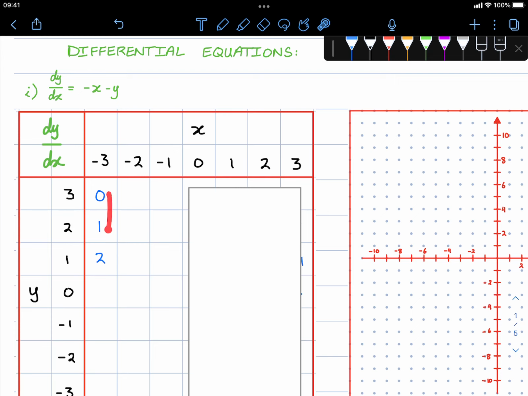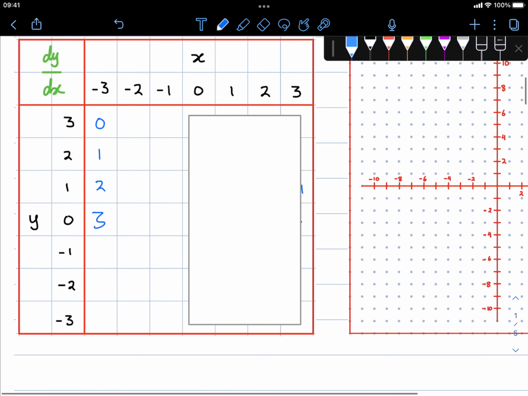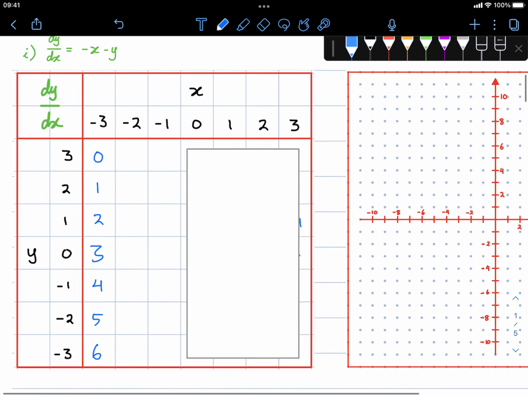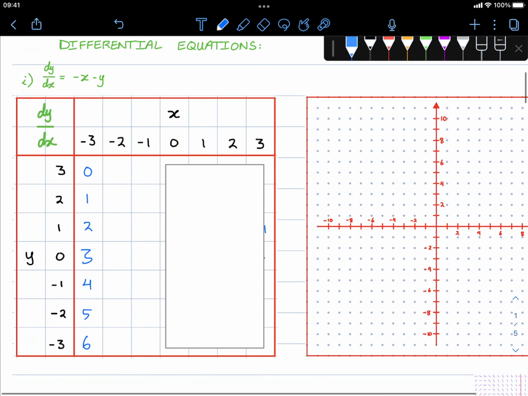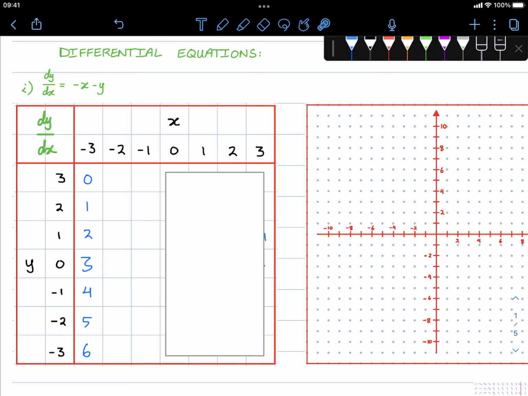And I hope already you can see a pattern forming. Okay, so negative of -3 minus 0, which will give us 3. And I hope by now you can see a pattern forming. This will be 4, 5, 6. Okay, let's begin the next column.